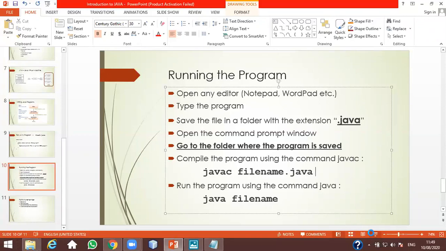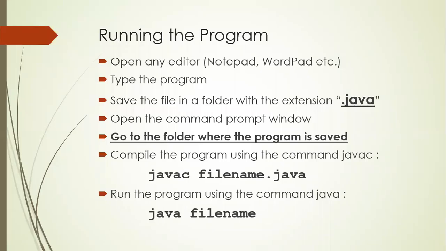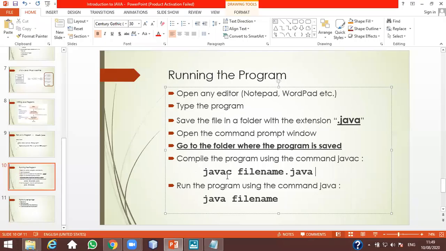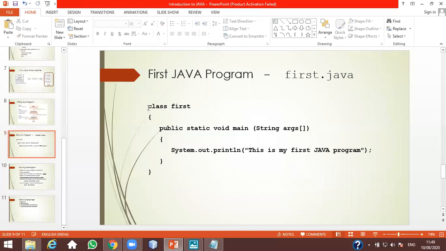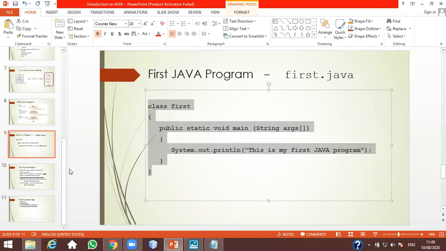Okay, go to the program, go to the folder where the program is saved. Compile the program using the command javac. This is the compilation command, this is the run command. In compilation, javac file name with extension is important. While running, there won't be any C, there won't be any extension. Clear? Okay, I want to show this one more time.